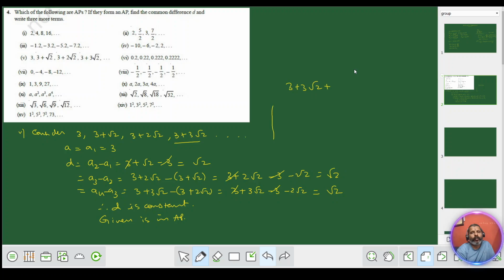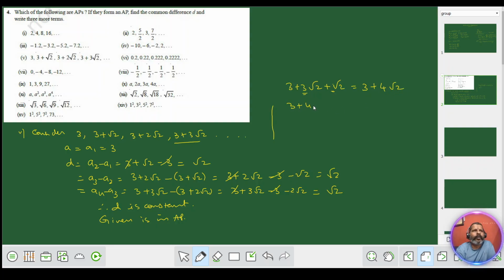You should know the surds. Root numbers are called surds actually. The addition of surds, subtraction of surds, you should have the knowledge. Otherwise, it will be difficult. 3 plus, don't just add all the coefficients here. Add only root 2 coefficients and write the root 2 there. 3 plus, here 1 will be there. 3 plus 1, 4 root 2.